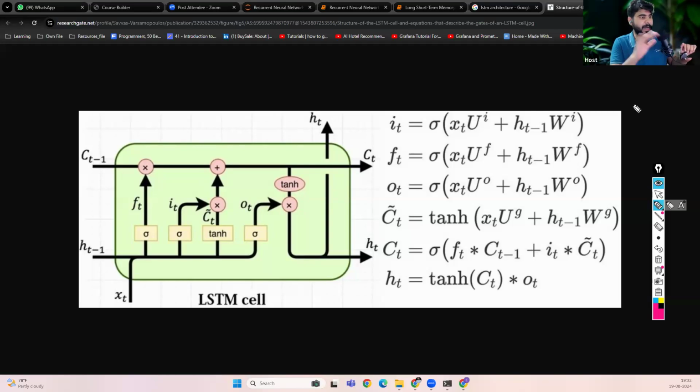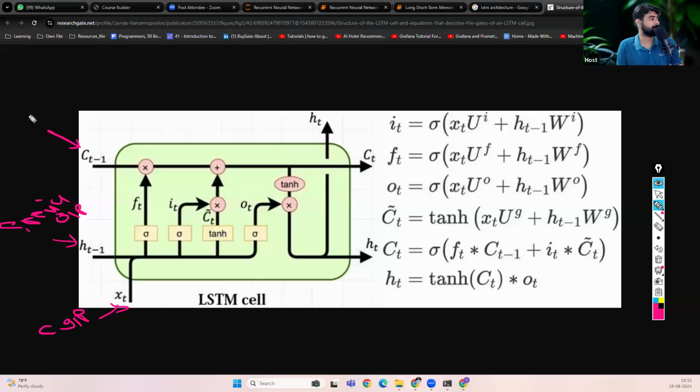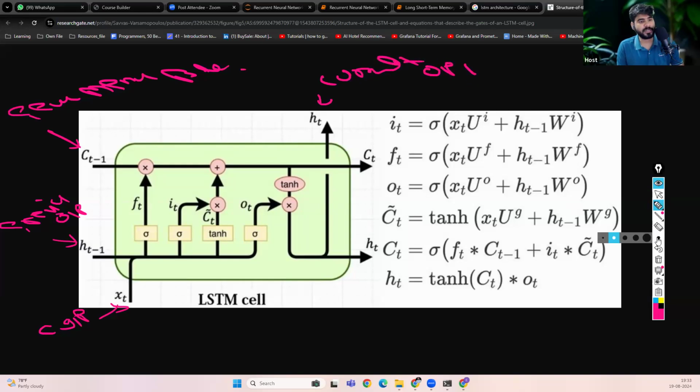Now let's try to understand the complete architecture and the mathematical calculation here. As you can see, we have x of t, the current input. H of t minus 1, the previous output. C of t minus 1, the previous memory block output. H of t, the current output. So these are the symbol notations that we have for everything.